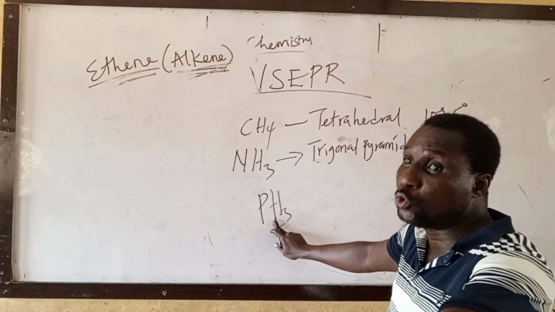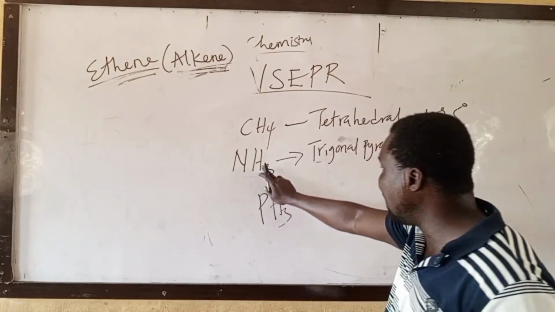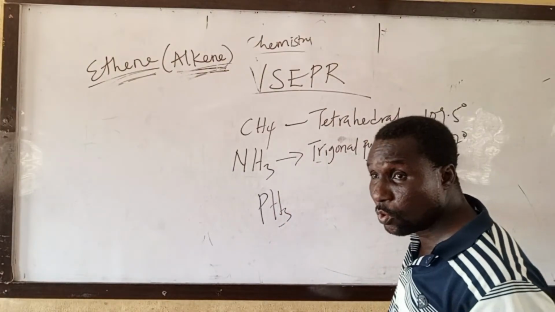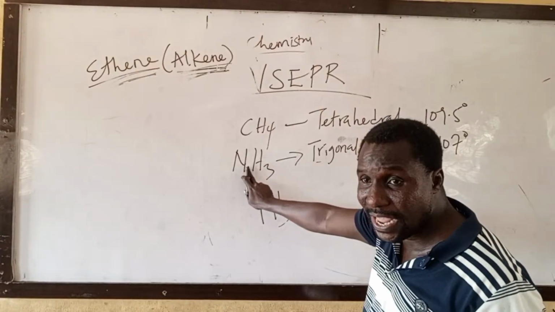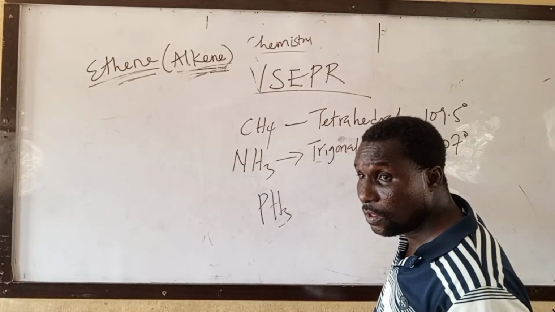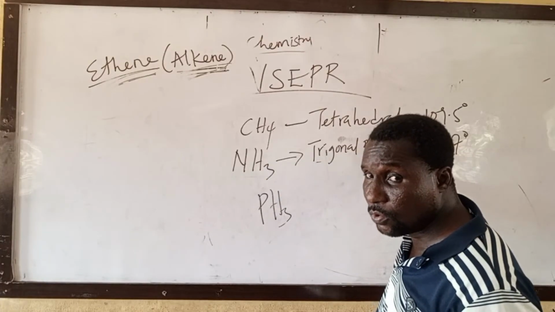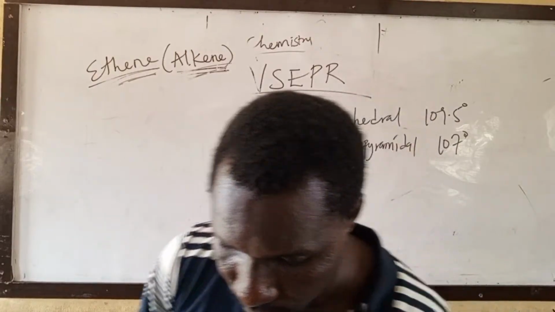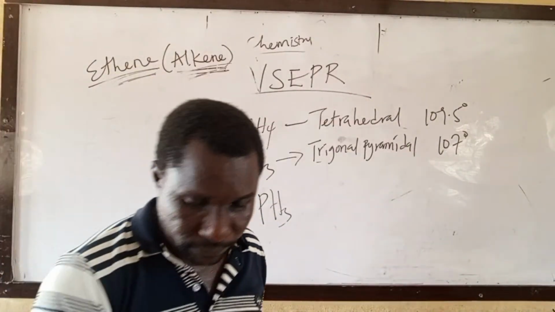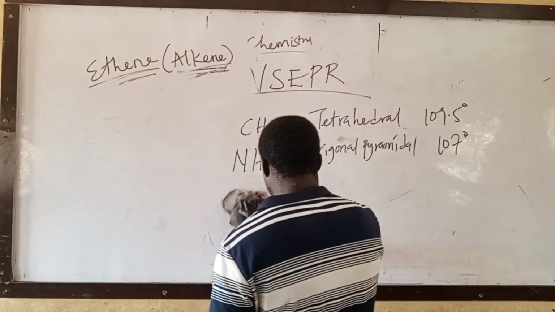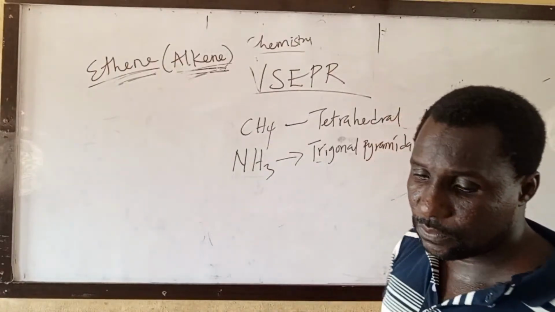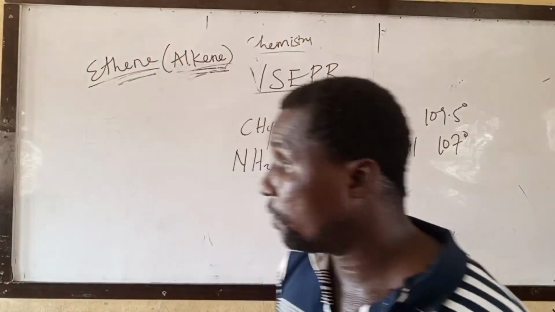But nobody will ask you for that at this level. Just know that when you are trigonal pyramidal, it's 107. Example, ammonia. The bond angle of ammonia is 107 degrees.